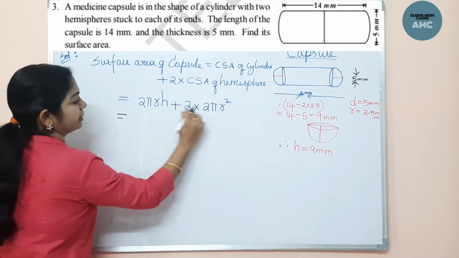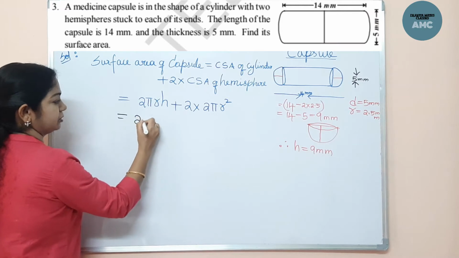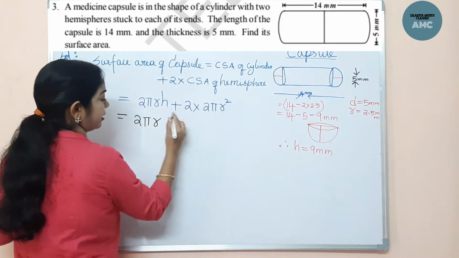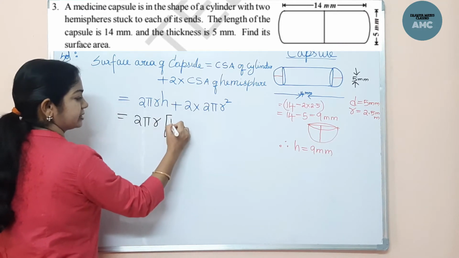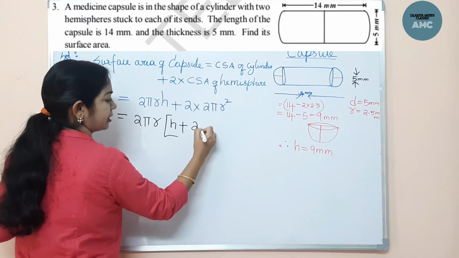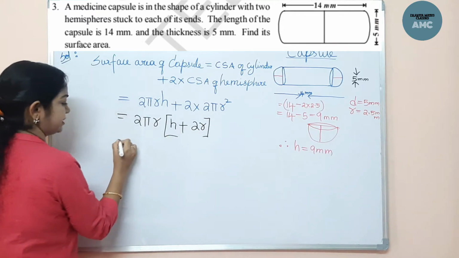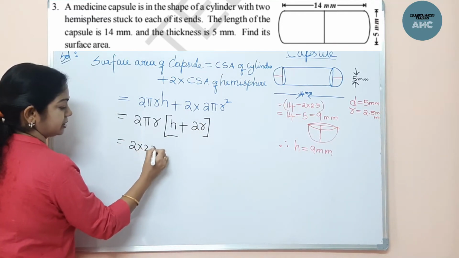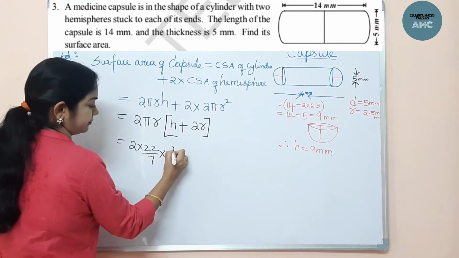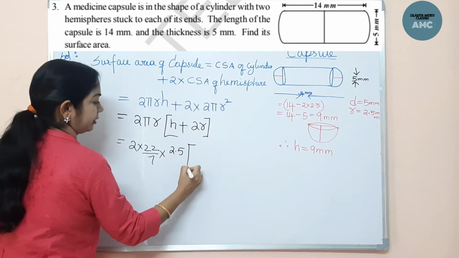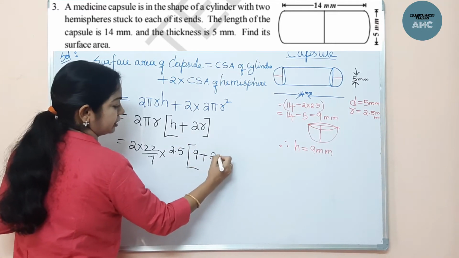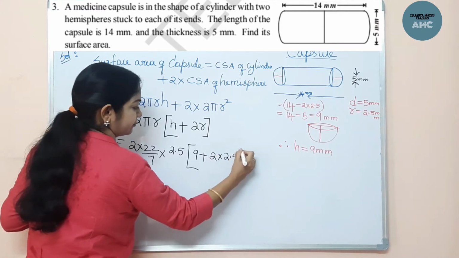Now the common thing, I'll take it out, 2 pi r. Okay, 2 pi r are common here. Now left over is H plus 2r. So 2r is left over here. Now we will substitute 2 into 22 by 7 into the r value, which is 2.5. Here the H value is 9 plus 2 into 2.5.